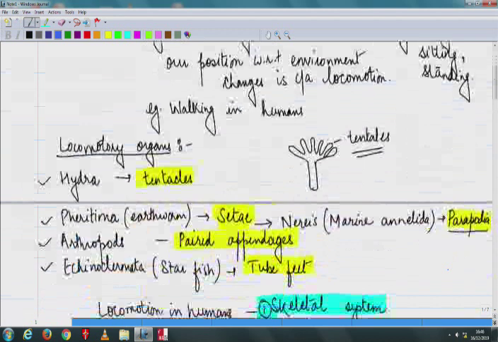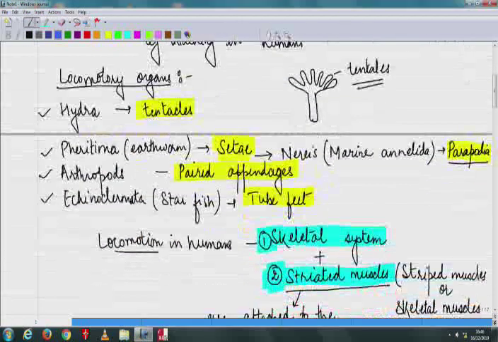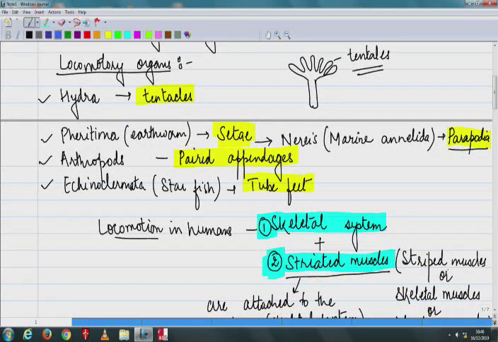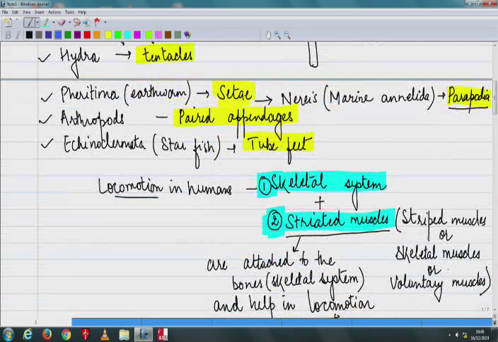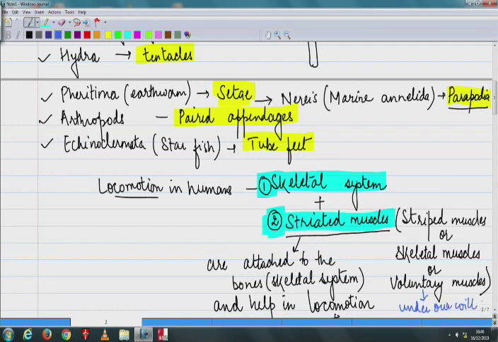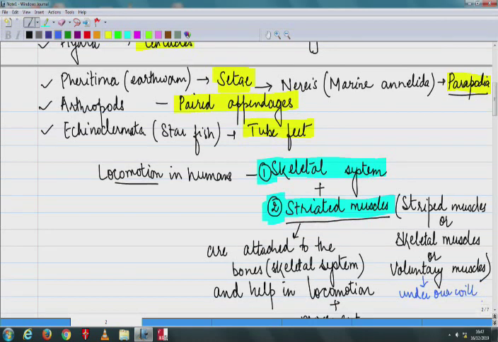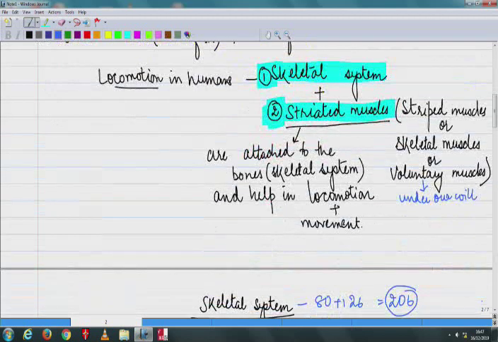We talked about different locomotory organs after that. And then we proceeded with the physiology part in us, that is humans. Our locomotion is basically because of 2 things. First, the bones, called the skeletal system. And second, the striated muscles, or skeletal muscles, striped muscles or voluntary muscles. Voluntary muscles are the muscles which are under our will. So if I don't want to write, I won't write. Since I'm willing to write, I'm writing. This is because it is under my will. They are attached to the skeletal system, and they help in locomotion and movement.